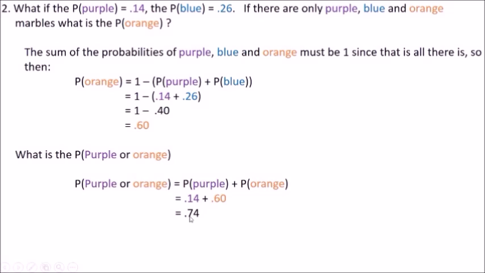So the probability of purple or orange is 0.74. So again, whenever we're looking at an OR situation, we're just adding the probabilities together. And that's for disjoint. If they are non-disjoint, you still add, but then you just have to subtract off that part that they have in common.